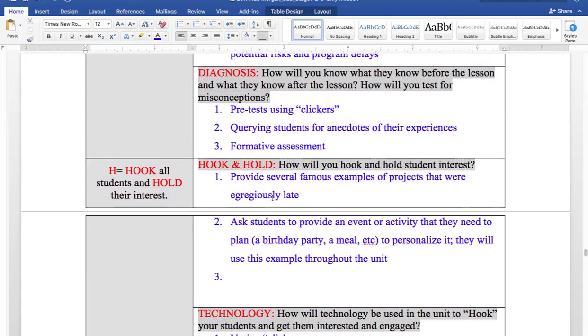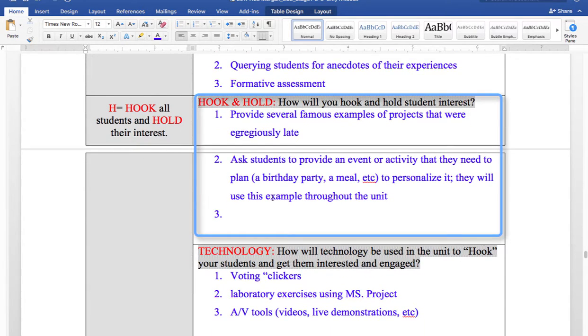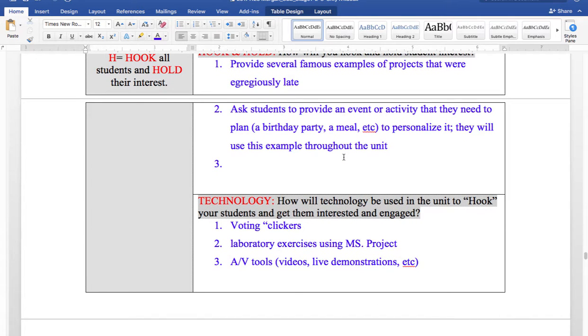Okay, moving on to the H, which is getting and keeping students' interest. We provide examples of perhaps projects that were terribly late, famous projects such as the Big Dig in Boston or the Pentagon itself. There are lots of examples that we could use that students may or may not know, but are large, high-profile examples, and hopefully that would get some attention.